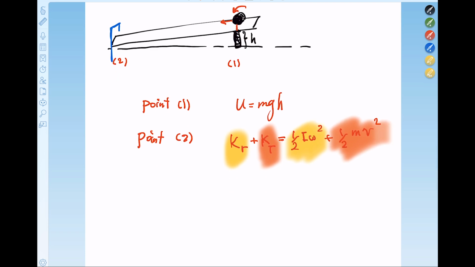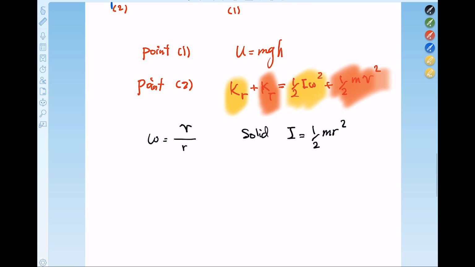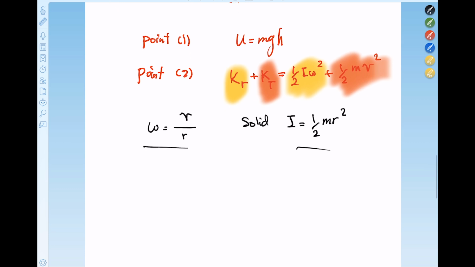And then your job is to figure out how much of the energy is lost. If you start from 100%, how much of it is lost? How much is rotational kinetic energy? How much is translational kinetic energy? All right, how do we find omega? Omega is V divided by R. For a solid cylinder, I is half mr squared. Okay, so let's use these two and find the total energy at point 2.